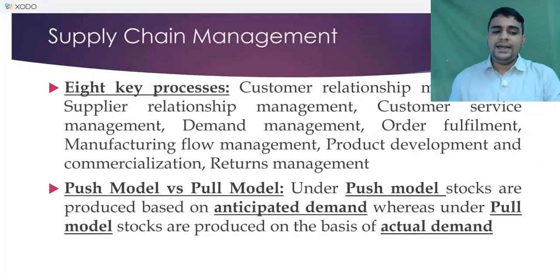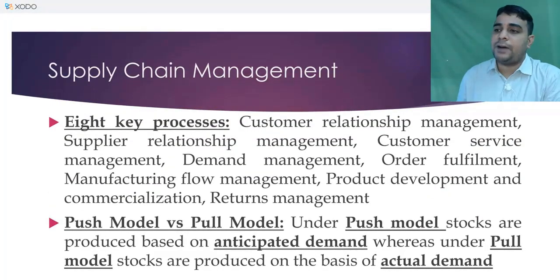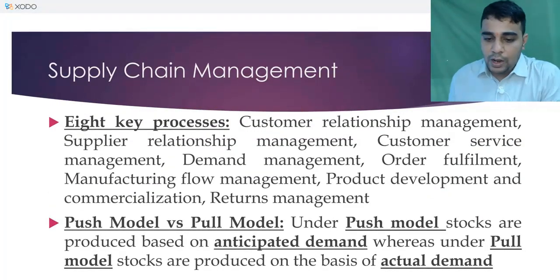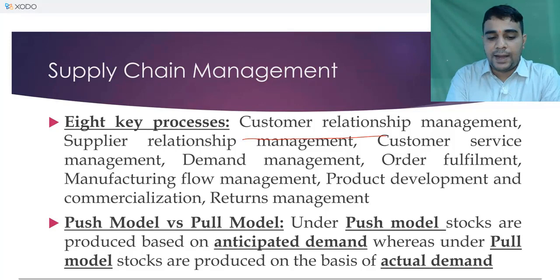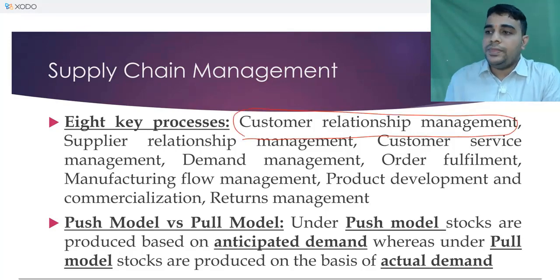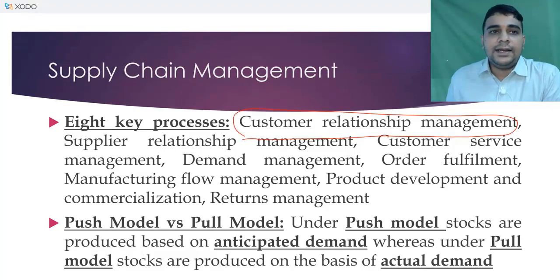There are 8 key processes as part of your supply chain management. One is customer relationship management, that is on the customer side. We technically call it CRM. There are 3 types of CRM. I think that is not discussed in this chapter, it is discussed in chapter 10 or 11. There is an operative CRM, a collaborative CRM and a strategic CRM. CRM is nothing but maintaining data of the customer.